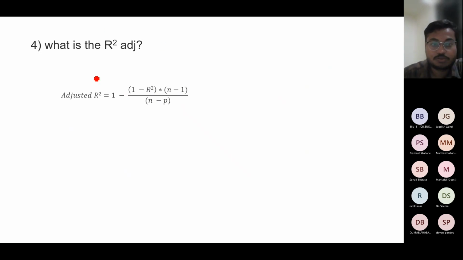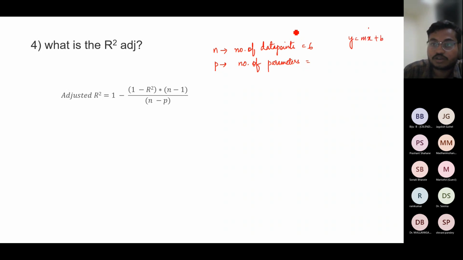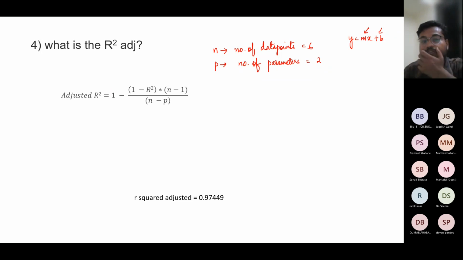So the formula here is given by 1 minus R square into n minus 1 by n minus p, where n is the number of data points, which in this case is 6, and p is the number of parameters in our model. For our linear regression model, our equation is y equal to mx plus b. So we have two parameters, m and b. So here the number of parameters, p, turns out to be 2. So substituting all that, we get adjusted R square value to be 0.9744.